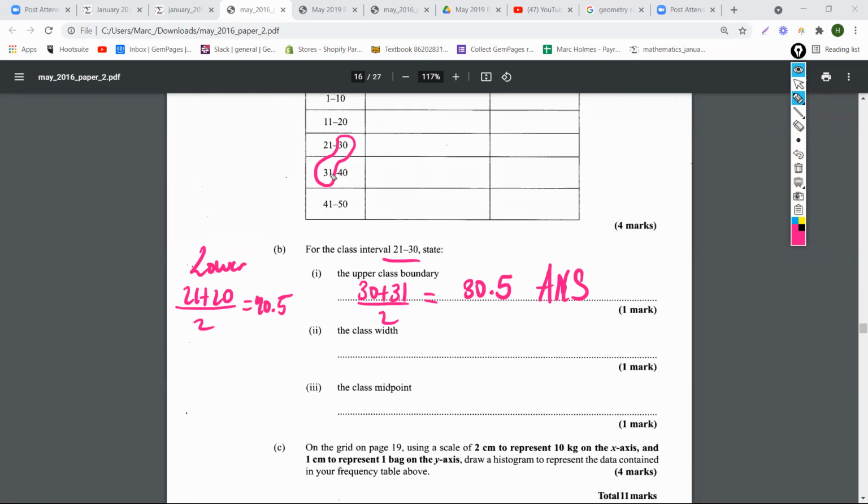And then the class width is even easier to find. Class width, guys, you can always subtract 2 consecutive numbers. So 31 minus 21 is 10. So 10 is the class width.